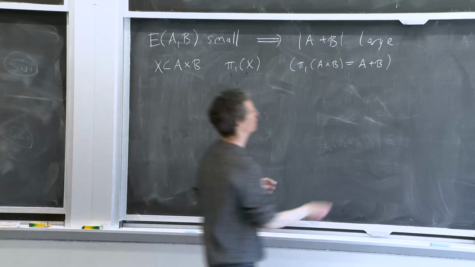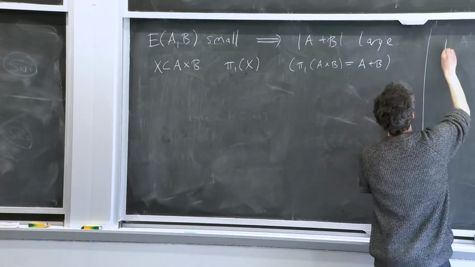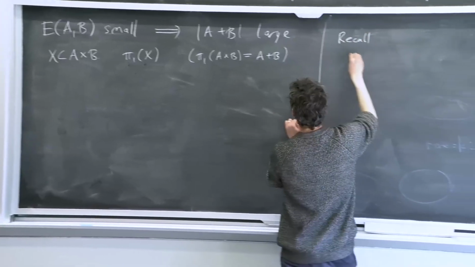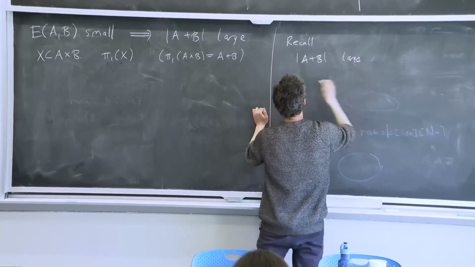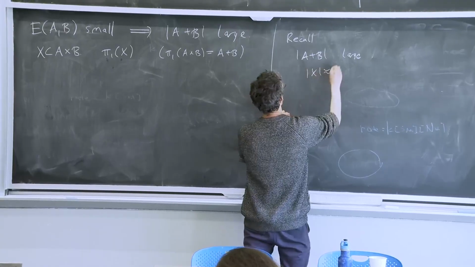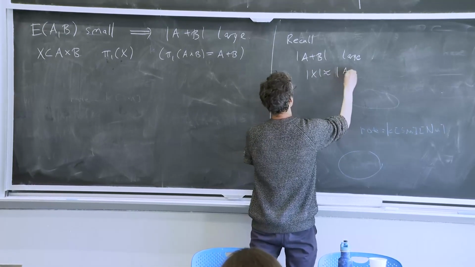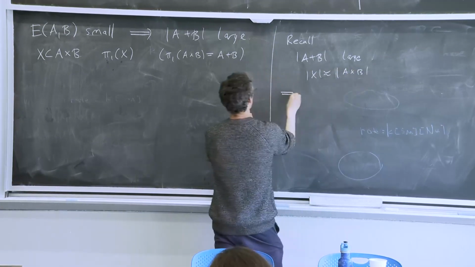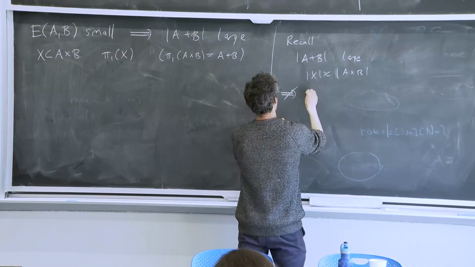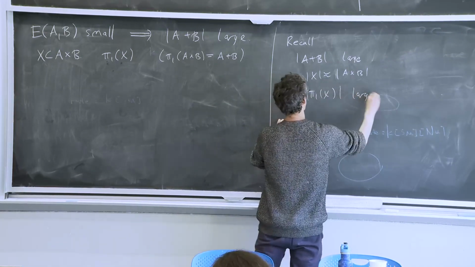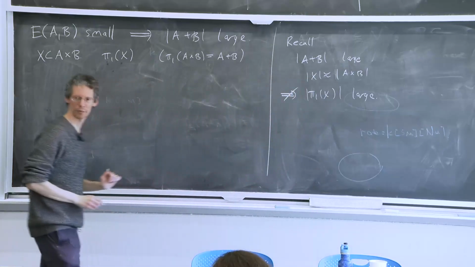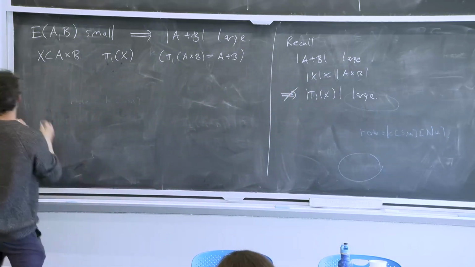So yeah, let me recall that A plus B large and x being a big fraction of A times B does not imply that pi1 of x is large. And this is, again, the main thing that we were struggling with. But with energy, this is true.